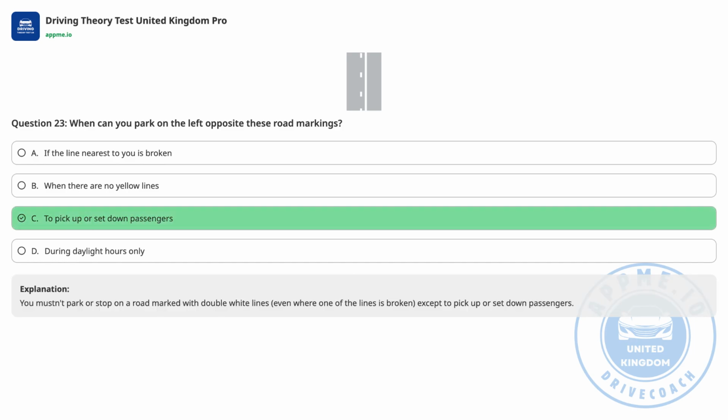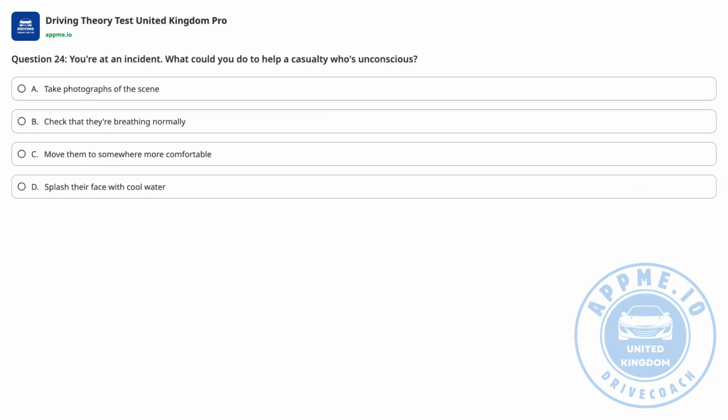The correct answer is C. Question 24. You're at an incident. What could you do to help a casualty who's unconscious? A. Take photographs of the scene. B. Check that they're breathing normally. C. Move them to somewhere more comfortable. D. Splash their face with cool water.